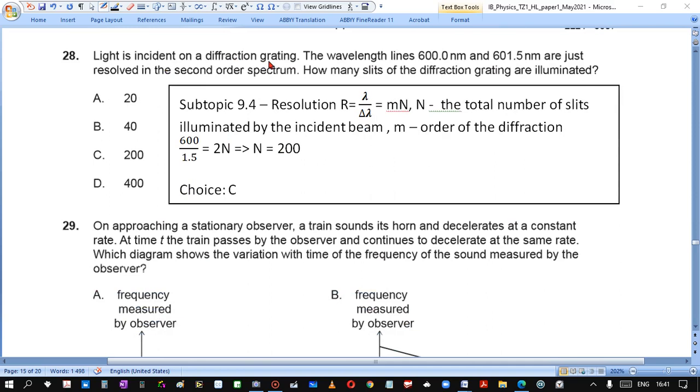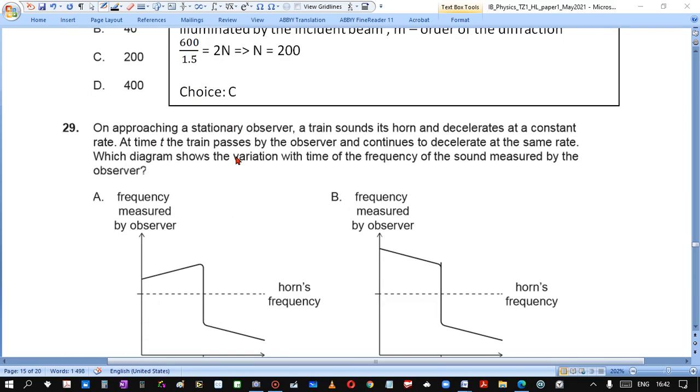Question 28. Light is incident on the diffraction grating. The wavelength lines 600 and 600.15 nanometers are just resolved in the second order spectrum. How many slits of the diffraction grating are illuminated? Subtopic: resolution, lambda over delta lambda equals m times N. m is order, N is number. So it is exactly the formula for this question. We substitute lambda and delta lambda. We know order is 2, so we find the number of slits. So it is 200, choice C.